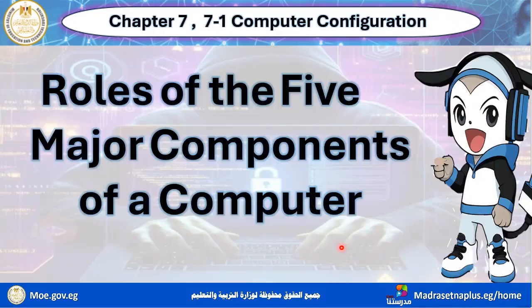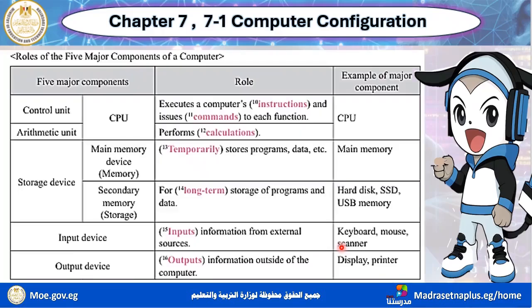Well, now we are going to speak about the roles of the 5 major components of a computer. So, what's the role of each part of the computer components? Be with me and concentrate. Roles of the 5 major components of a computer. We told you that we have 5 major components, and these are the control unit and the arithmetic unit. They are both the CPU.